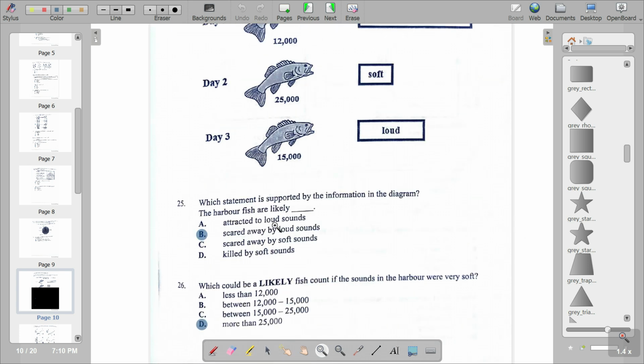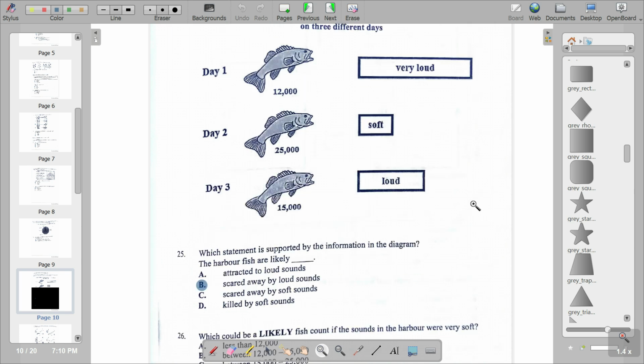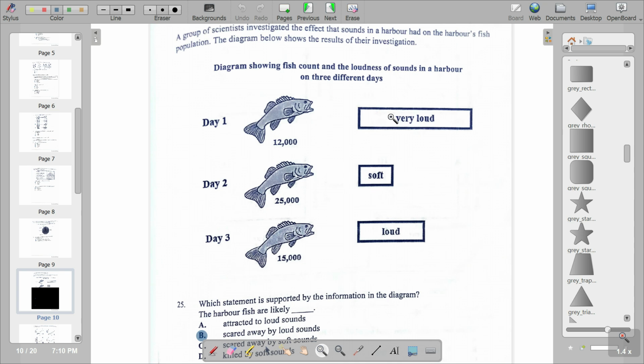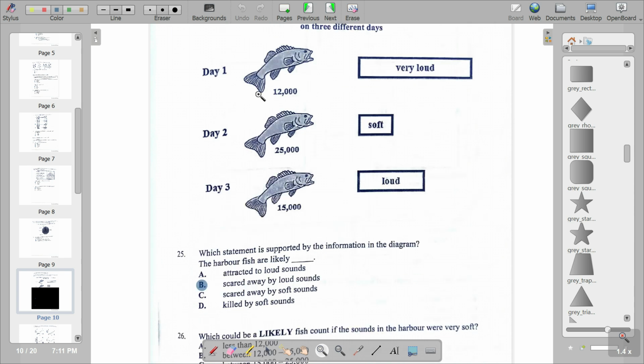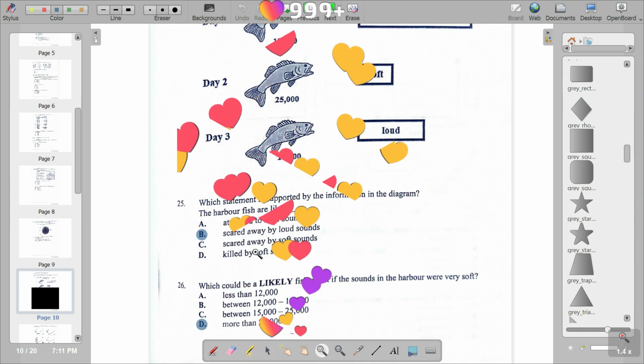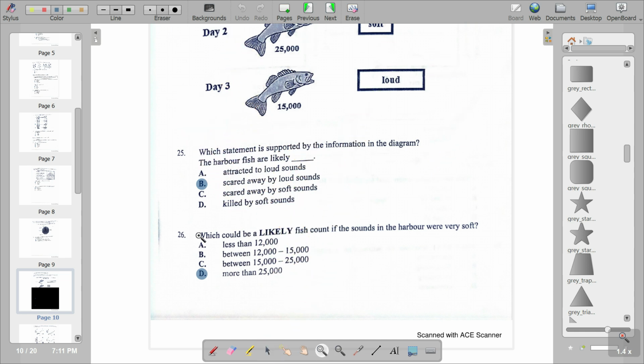So let's look at the question now. Which statement is supported by the information in the diagram? The harbor fish are likely to be attracted to loud sounds. Attracted means you like or gravitate to it. I don't think so. I don't think the fish like sounds, because when it's very loud, look, there are only 12,000 fish. Fish don't like that, right? So scared away by loud sounds. I said that because the softer it is, the more fish there are. So I chose B.